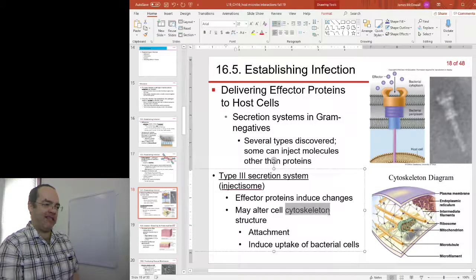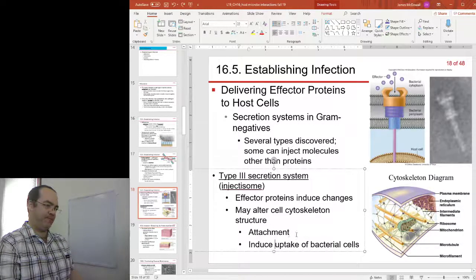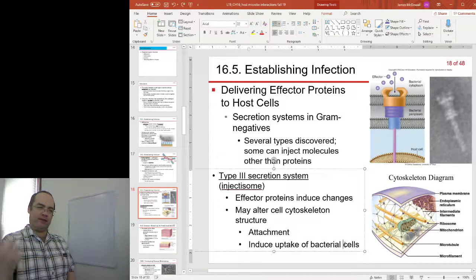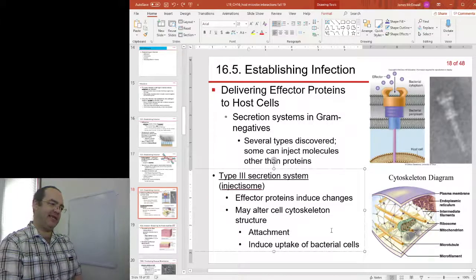By messing up our cytoskeleton, we'll look at an example in a minute. They can aid their attachment, and they can cause host cells to uptake the bacterial cells.